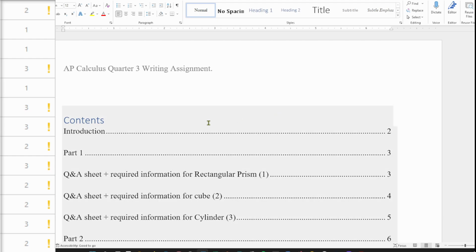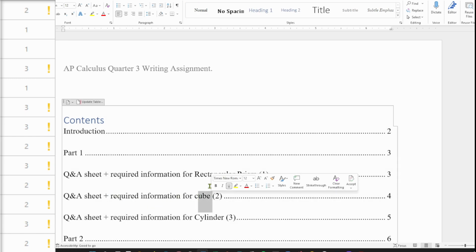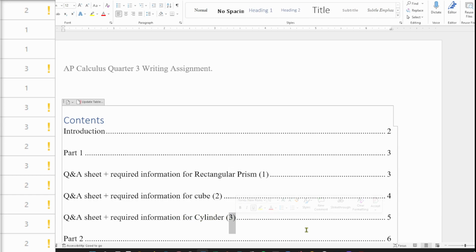If you were given number 2, you're only going to use the cube. If you were given number 1, you're only going to use the rectangular prism. And if you're given the cylinder, you are assigned number 3. Go ahead and pause this if you don't know what your number is, so that you only pay attention to the part that you really need. But I am going to talk about the whole thing.